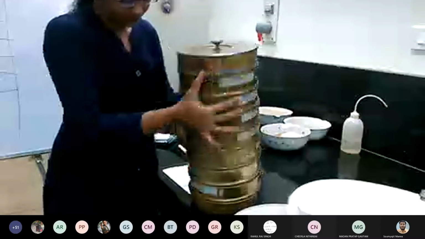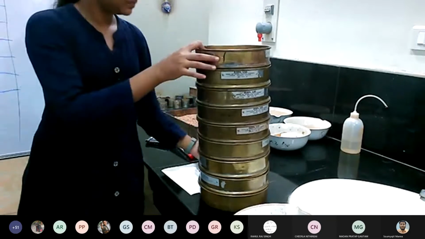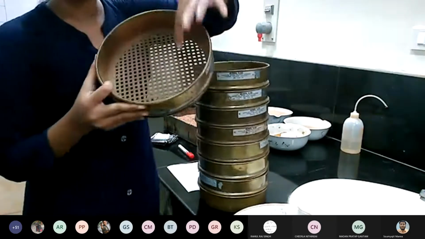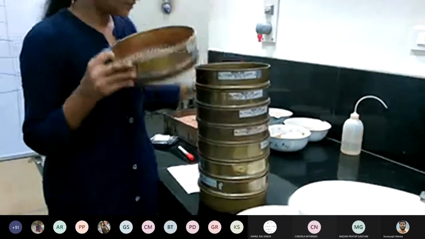Yeah, so you have seen now it is hand shaken. Usually on the equipment we will do it for a couple of seconds only. So on the top sieve, no soil was retained. So it is 0.